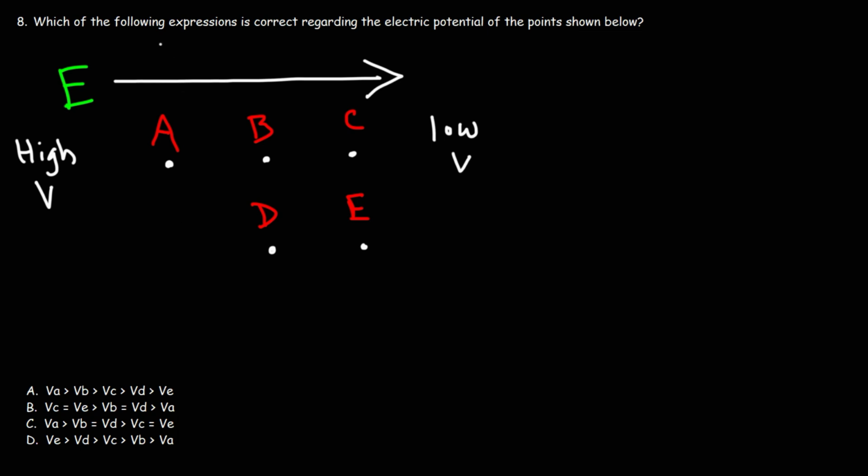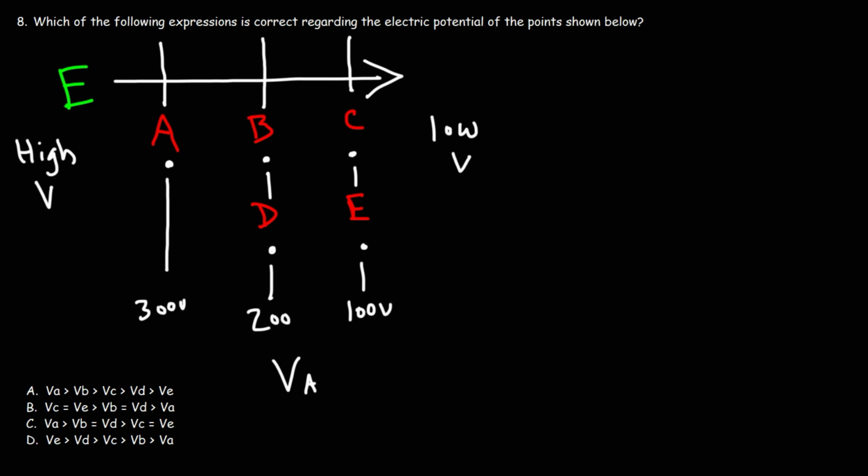So anywhere along this vertical line, the potential is the same. Let's say it's 300 volts. Anywhere along this particular vertical line, the potential will be the same, but it's going to be lower than 300. As we follow the electric field, the potential is decreasing from high to low. So this may be 200. And as we move further to the right, the potential is decreasing. So anywhere along that vertical line, it would be less, maybe 100. We don't know what the exact values are. But what we do know is that VA has a higher potential than VB.